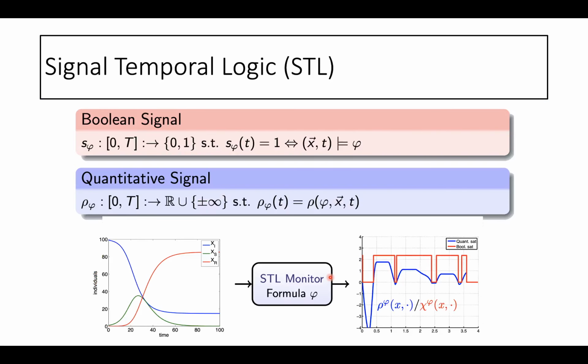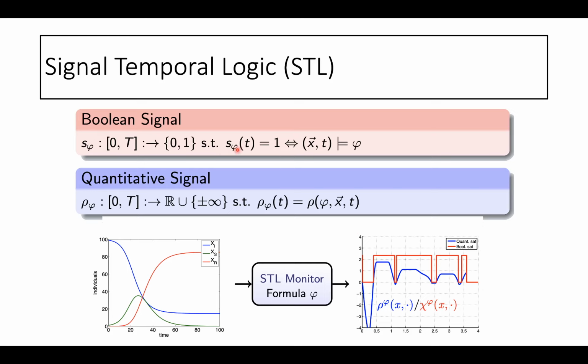The signal temporal logic has two semantics: a Boolean semantics that gives just a 0-1 answer, so it tells just if a trajectory satisfies or not a property, and also a quantitative semantics that can give a value of the satisfaction. Furthermore, the evaluation is done at each time step. So as a solution, you can have a Boolean signal for the Boolean semantics or a quantitative signal for the quantitative semantics.